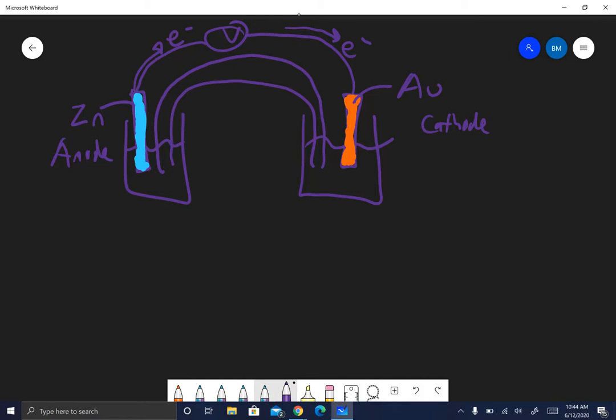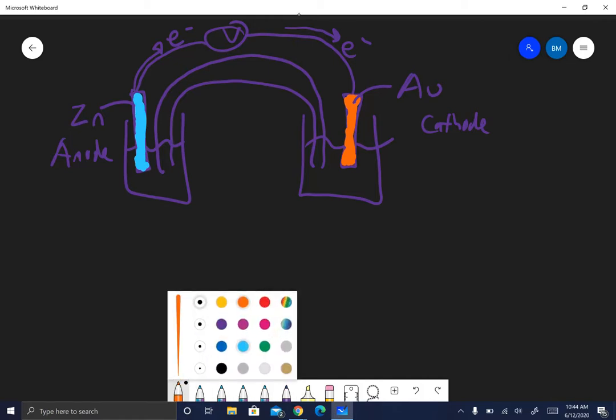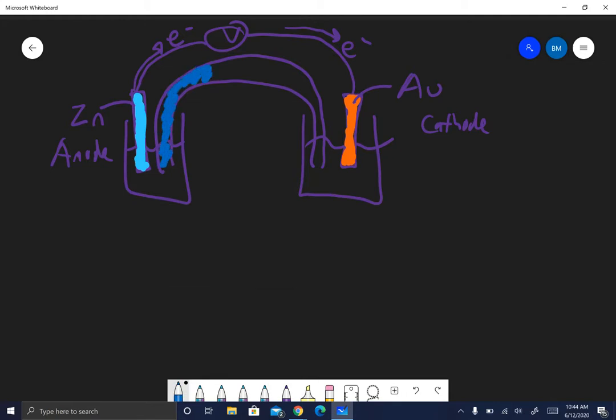Let me use a different color here. We'll use this color. This here is the salt bridge, right? So I'm just going to color that so it's a little easier to see. So there's your salt bridge, which allows ions to migrate. So ions are going back and forth. You get your positive ions in here going this direction, so this builds up positive. Negative ions go here.